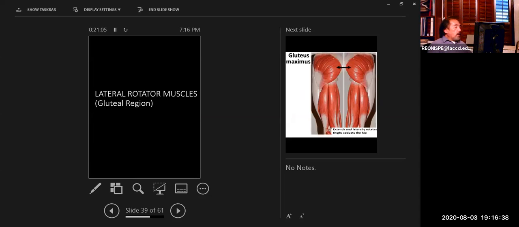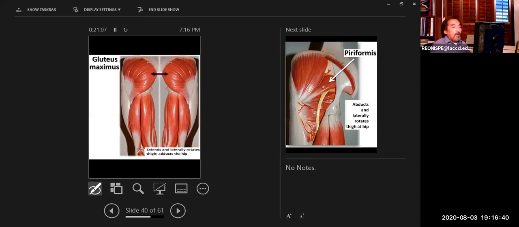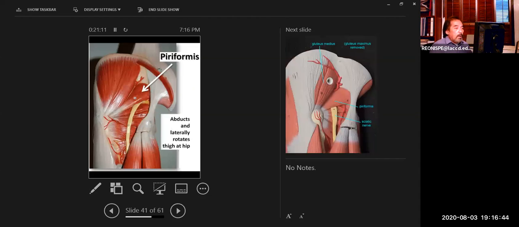Okay, now we have the lateral rotators. That's going to be under here, the gluteus maximus. The first thing you look for is going to be the sciatic nerve. The sciatic nerve goes below the piriformis. Take a look at the name piriformis. They're saying it looks like a pyramid. So it actually looks like a pyramid, the piriformis.